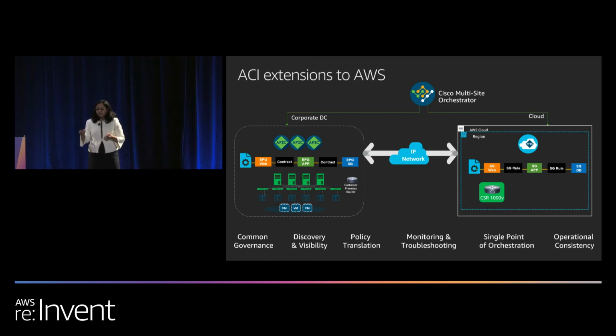And then the CSR 1000V extends your tenancy from the on-prem data center into the cloud side. So if you want to extend your multi-tenancy or your network segments between the on-prem and the cloud side, the CSR is going to help in extending that tenancy into a hybrid model.